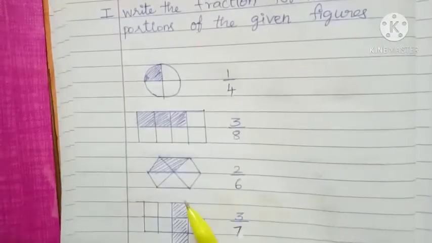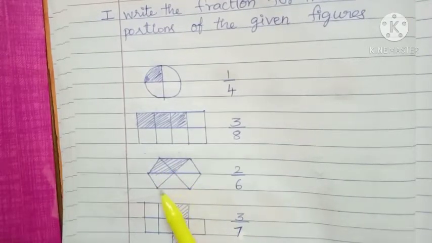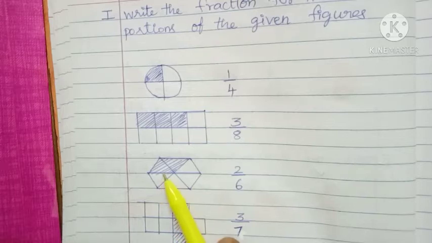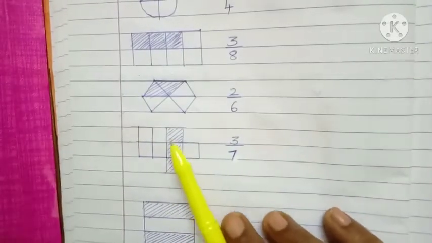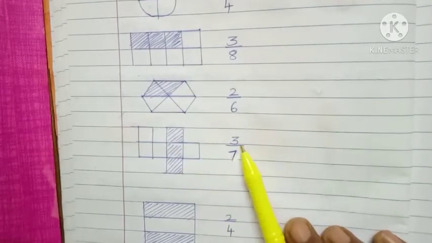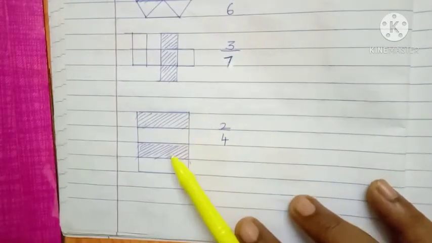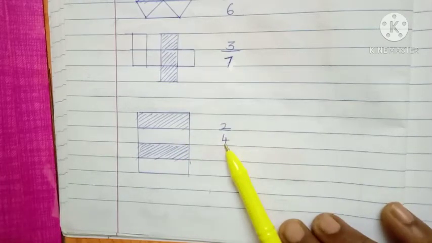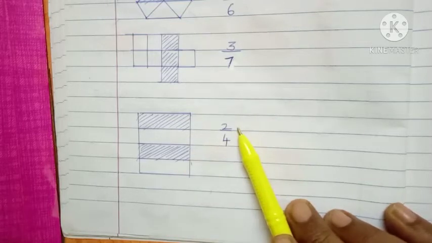The next one. 1, 2, 3, 4, 5, 6 parts. But here shaded is only 2 parts. So 2 divided by 6. Then the next one. 1, 2, 3, 4, 5, 6, 7 parts. Totally it is given as 7 parts. Shaded is only 3 parts. The next one. 1, 2, 3, 4 parts are divided. So the denominator is 4. Shaded is only 2 parts, so write the numerator 2. 2 divided by 4. So this is the fraction.